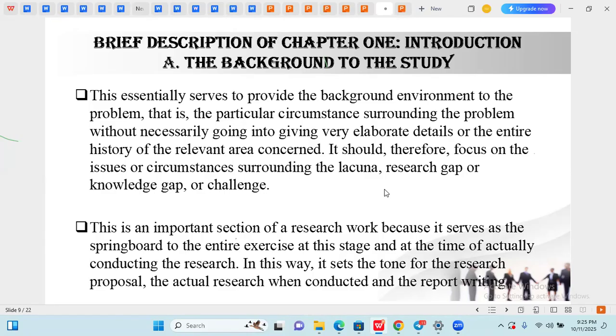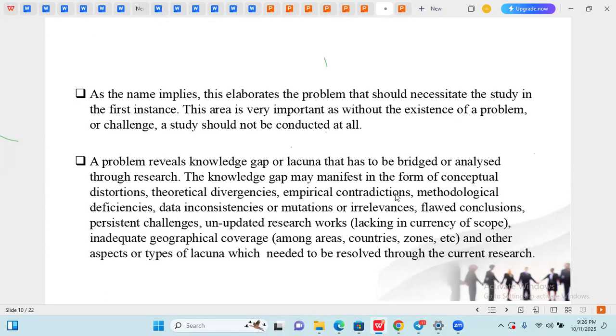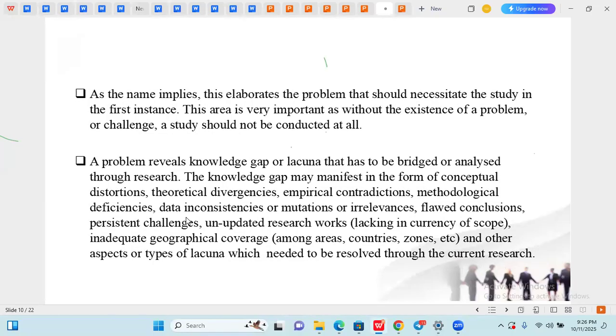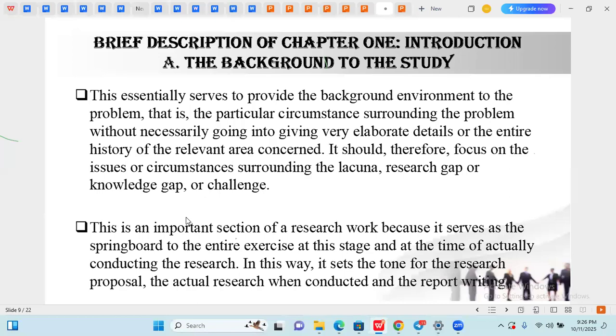At this stage and at the time of actually conducting research, it sets the tone for the research proposal and the actual research when conducted, and the report writing.